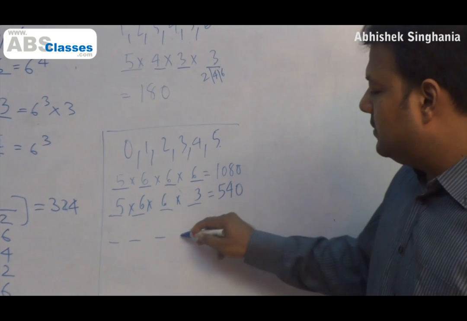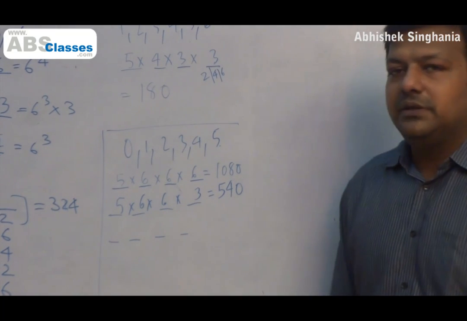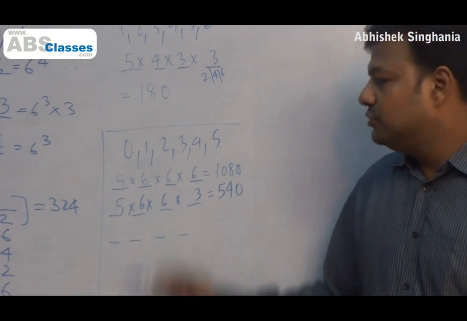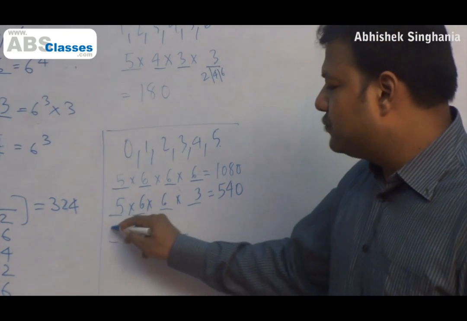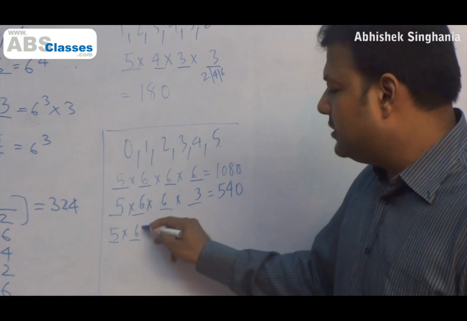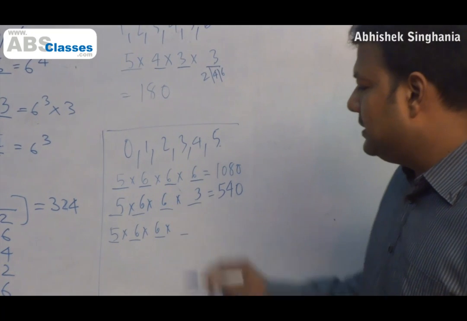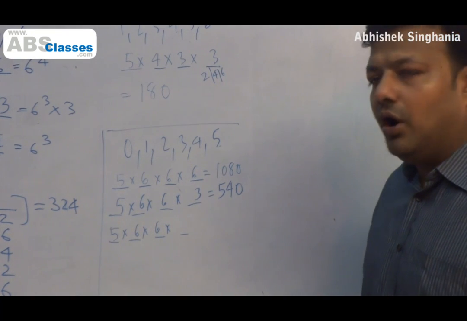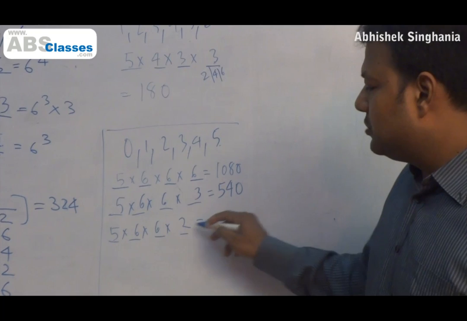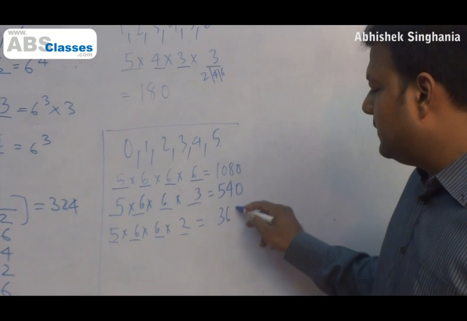How many 4-digit numbers divisible by 5 can I form using these digits? First place 5 choices, second place 6 choices, third place 6 choices, and in the last place you can have 0 or 5. So 2 choices. So 36 into 10, 360.